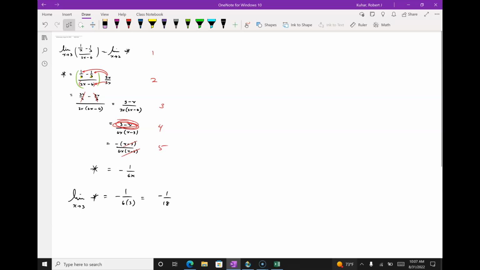If I say to you, find this limit using an LCD, and you do the keep change flip, I'll probably take points off. So make sure you can do the LCD. Question? One more time?